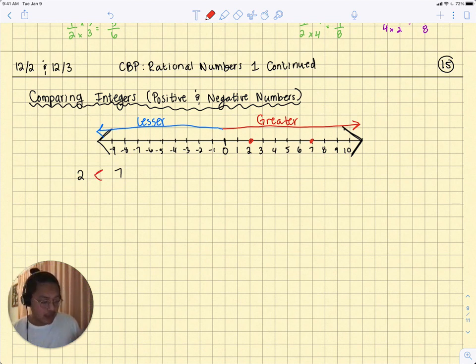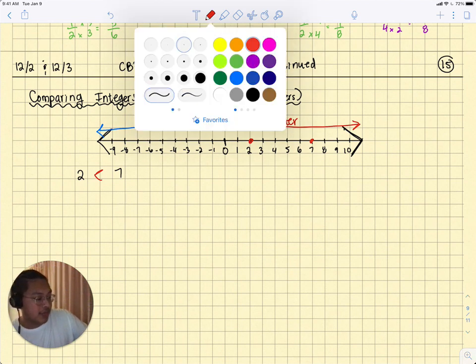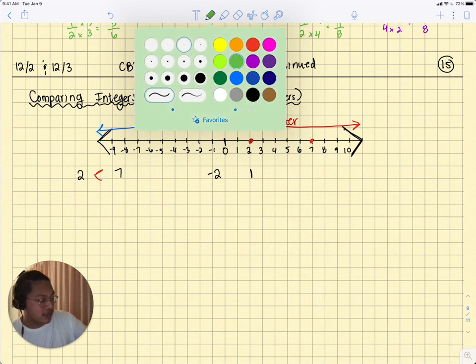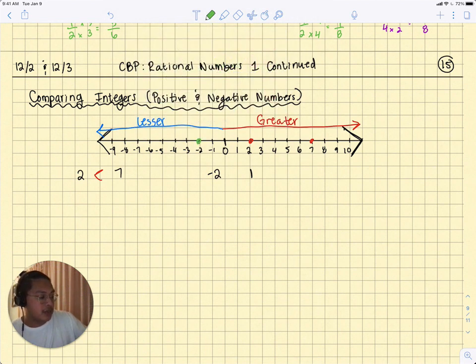Okay, now let's take a look at an example where we have a positive and a negative number. So if I have -2 and let's say 1. Let's make these super close together. Let's go ahead and plot these on the number line here. I'll use green. So there's -2 and there's 1. Which one is furthest to the right? The number that is furthest to the right is your greater number. So in this case, I say that 1 is greater than -2.